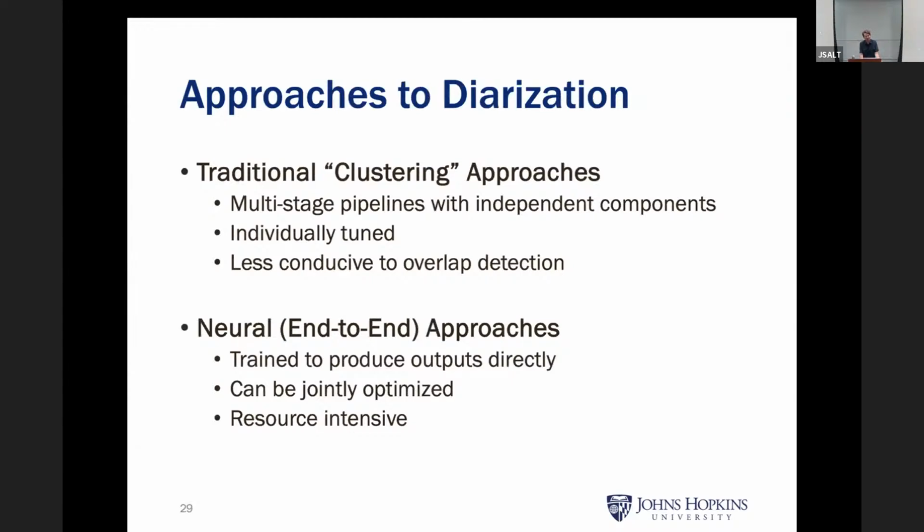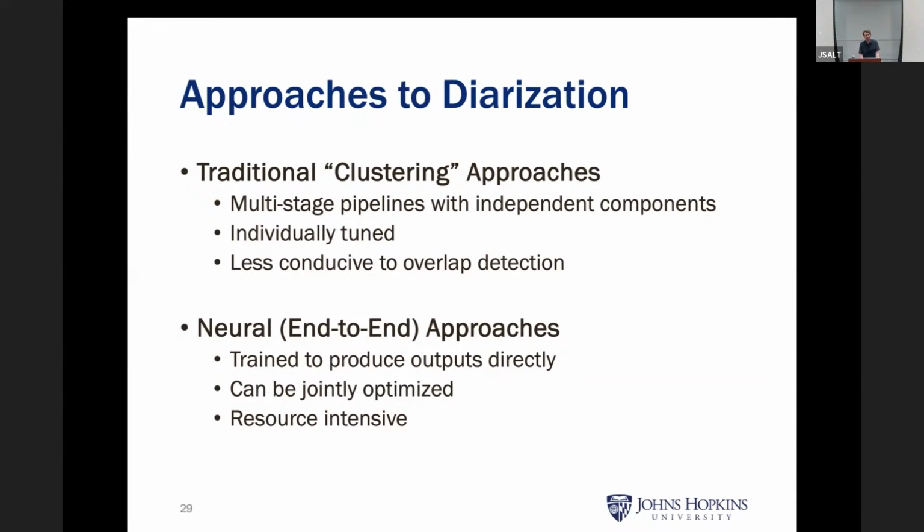So then in terms of how people approach diarization, there's 2 big approaches. One is a traditional clustering-based approach, and the other is a neural end-to-end based approach. And I will say that as of right now, they're quite comparable in performance. I think diarization is somewhat unique in that you can do either of these and it's reasonable.